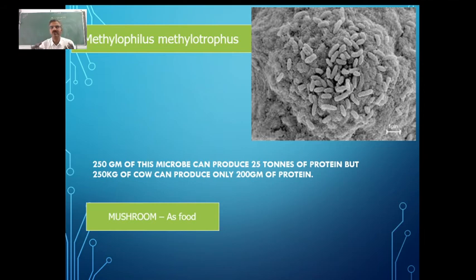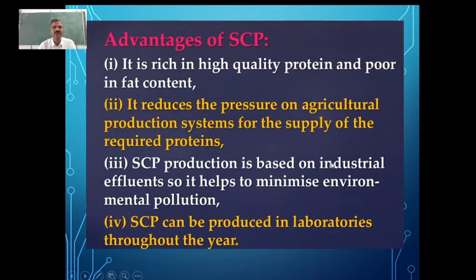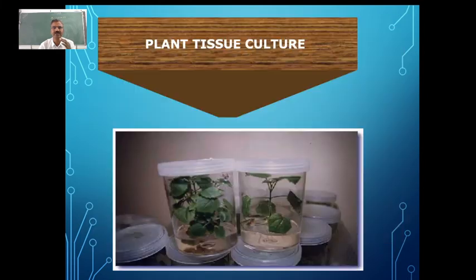And mushroom, we have been using it as a food, where this mushroom, which comes under fungi, is grown on dead and decaying matter. In all these cases here, the dead and also waste organic matter can be used for getting the products here. Then we have the advantages. It is rich in proteins and they have very less fat content, and they reduce pressure on the agriculture production, and especially we can do it in the laboratories also, and we are making use of the waste in this case.